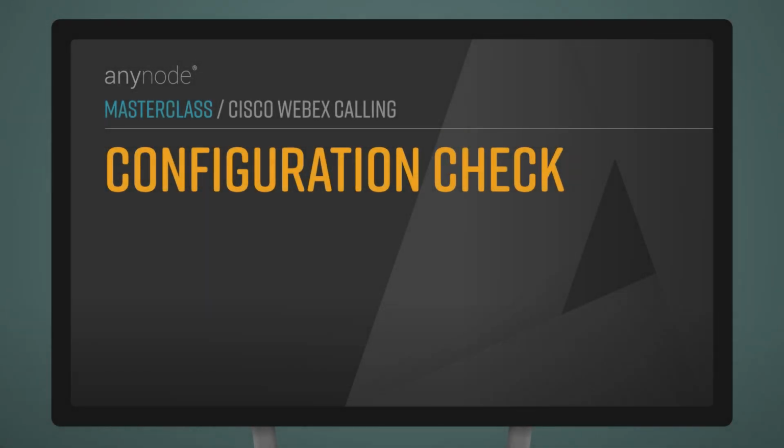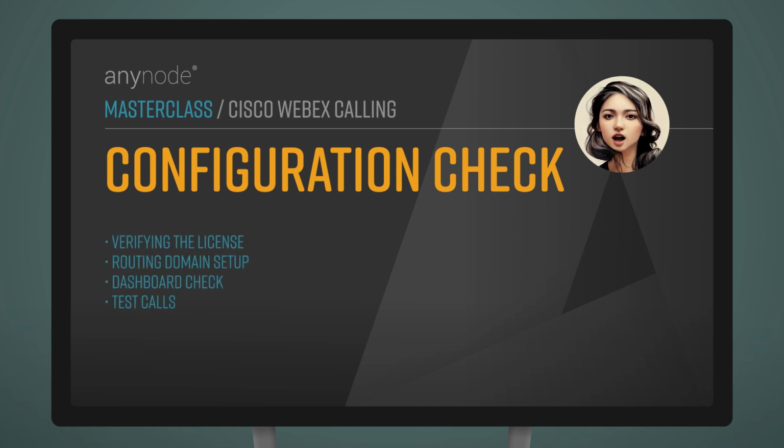Configuration check. The configuration check chapter emphasizes the importance of a few important steps to ensure stability, efficiency, and proper functionality of the configuration. Verifying the license in the license check, including establishing an accurate routing domain setup, conducting thorough validation with a dashboard check, and performing comprehensive test calls.